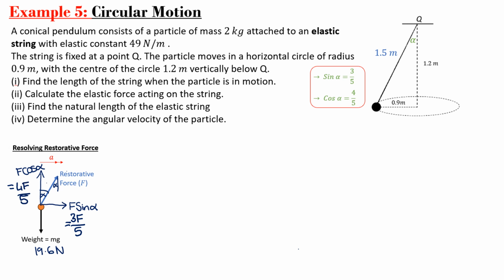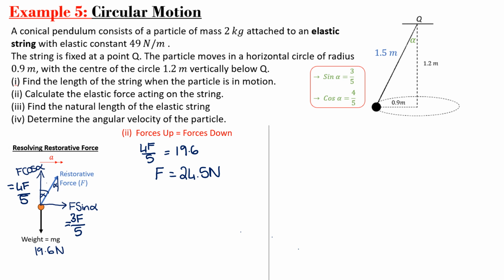Then we work with our normal steps with horizontal circular motion, which are forces up equals forces down. So our forces up are going to be 4F over 5 equals 19.6. So we can work out F as 19.6 multiplied by 5, and then divided by 4, which gives us 24.5 newtons. And that is my restorative force.